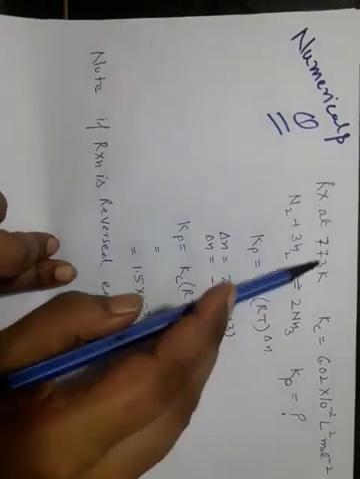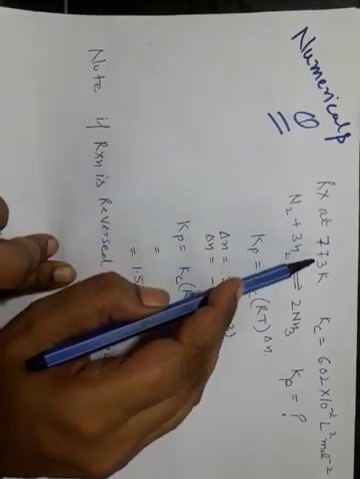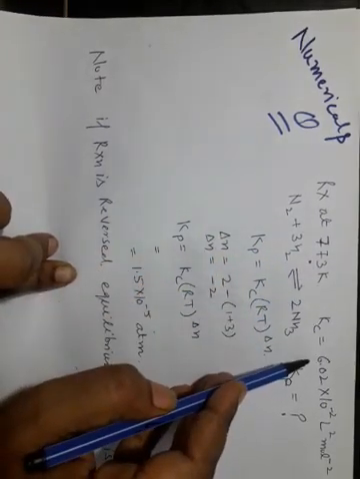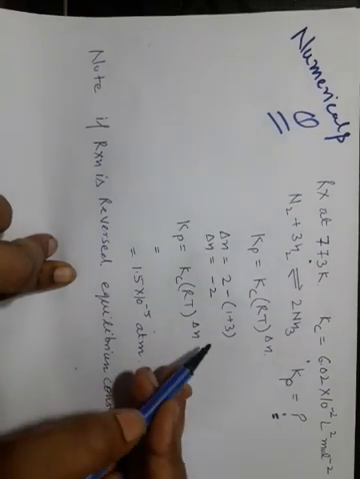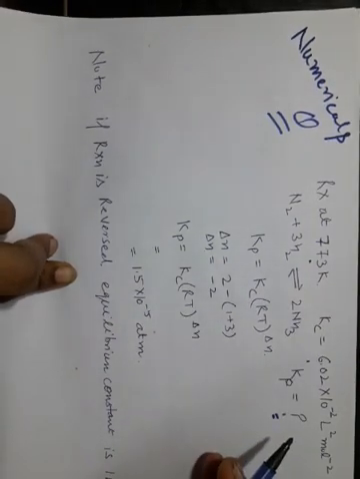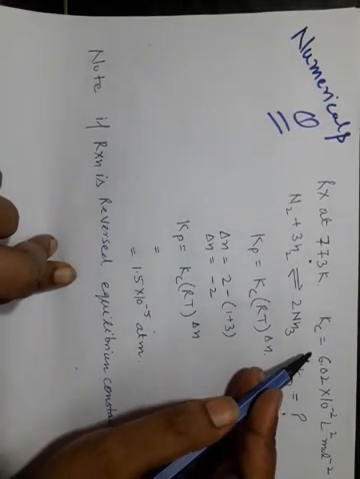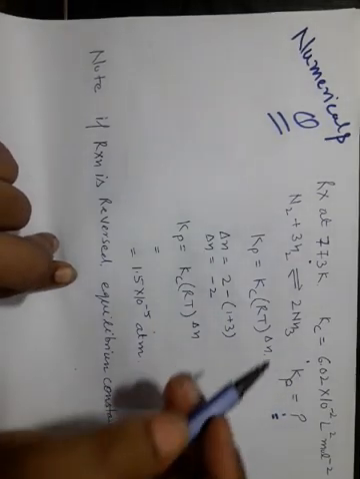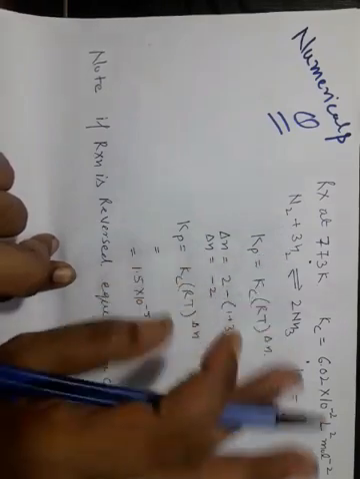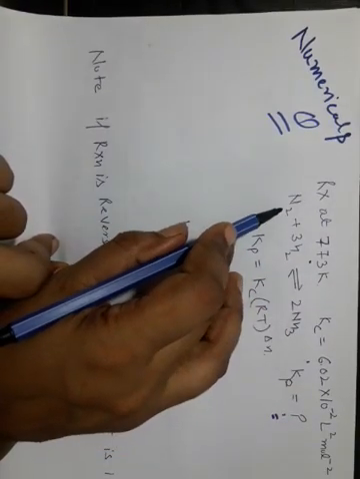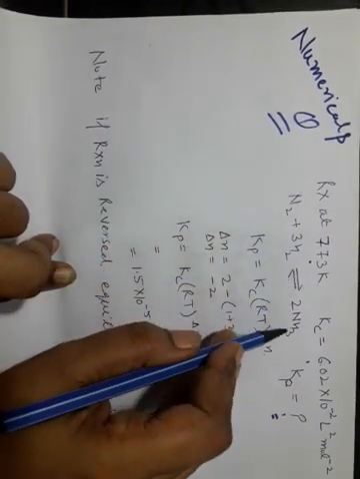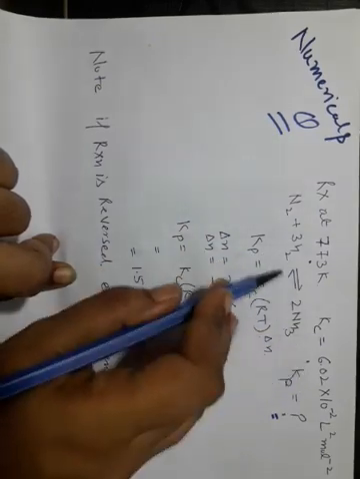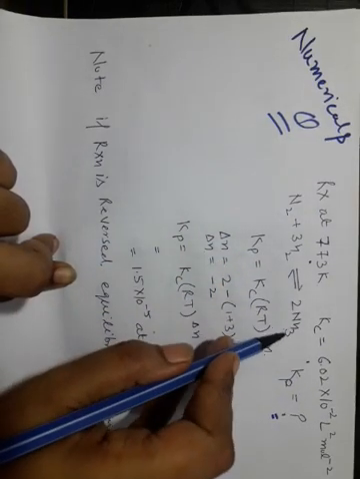Now the numerical part. See here, temperature is given, Kc is given and Kp is asked. First of all, always keep in mind we can calculate the equilibrium constant only for a balanced chemical equation. So first find out whether the reaction is balanced or not. N2 plus 3H2 in equilibrium with 2NH3 is a balanced equation. If it is not balanced, please balance it.